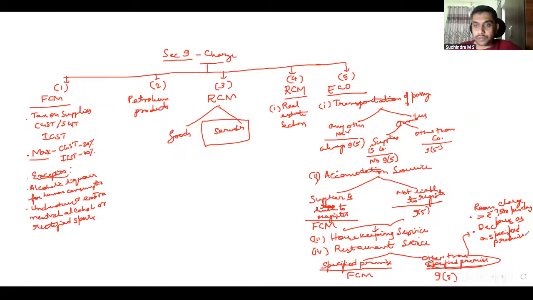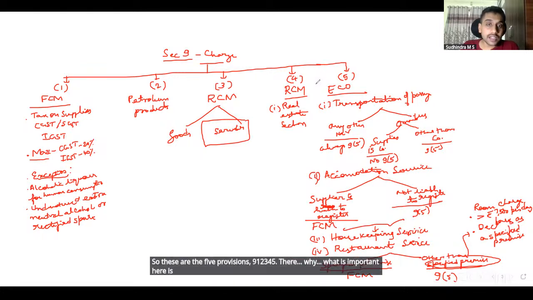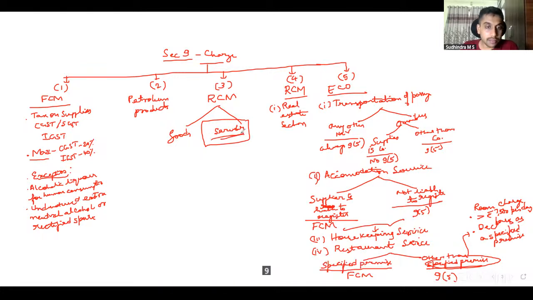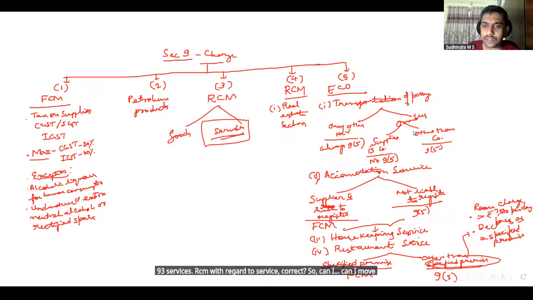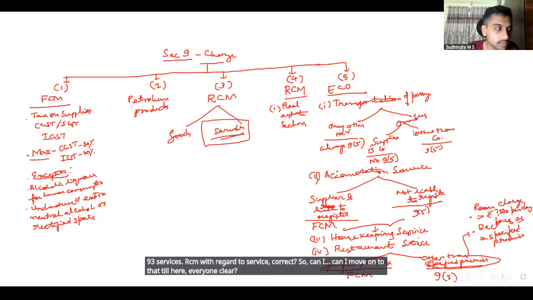So these are the 5 provisions: 9(1), (2), (3), (4), (5). What is important here is 9(3), services, RCM with regard to service, correct? Can I move on till here? Everyone clear? Yes, sir.